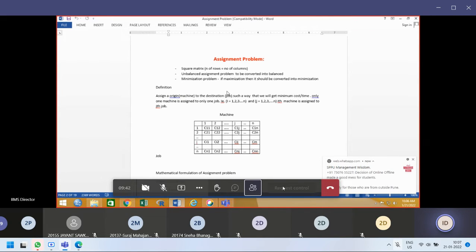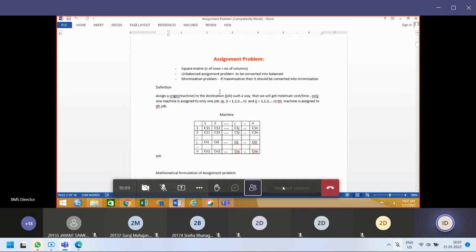If the given problem is not a square matrix, it means it is an unbalanced problem. Why? Because there is no balance in rows and columns, since either rows are more or columns are more. So whichever is less, we have to add a dummy row, that I will explain orally, and we'll proceed to the next part of the assignment, transportation.